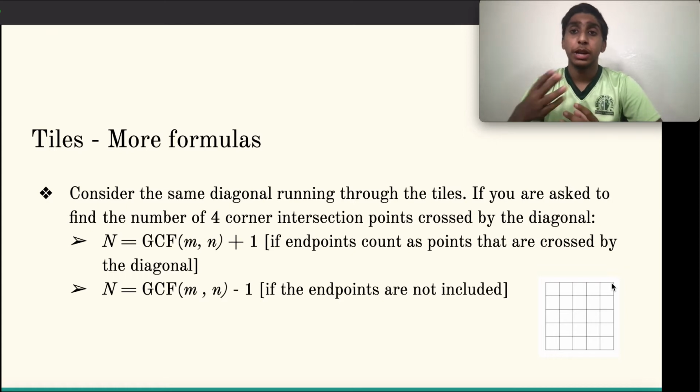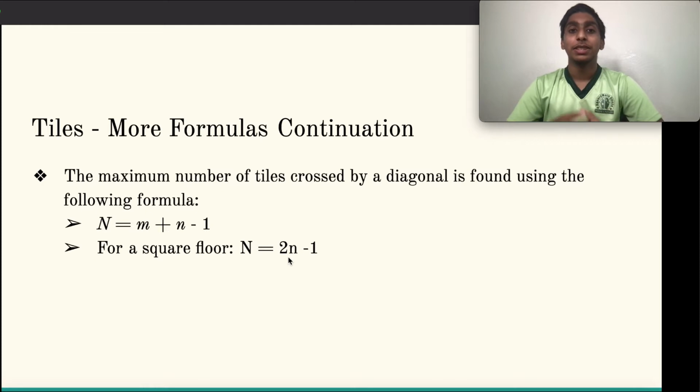But these formulas are pretty self-explanatory. You find the GCF and you add 1 if endpoints are included. You find the GCF and you subtract 1 if the endpoints are not included. All right, more formulas continuation.